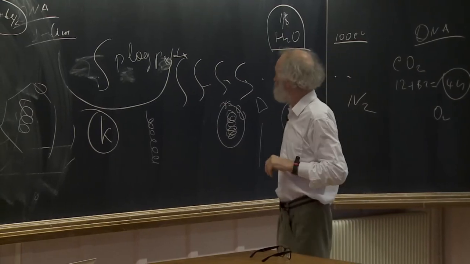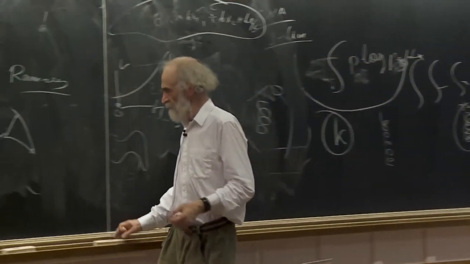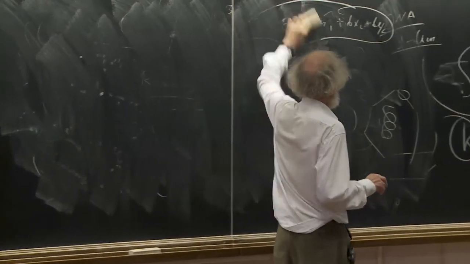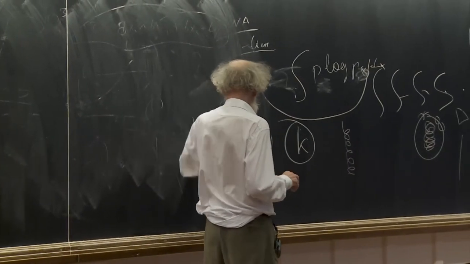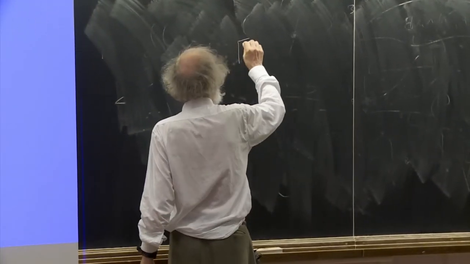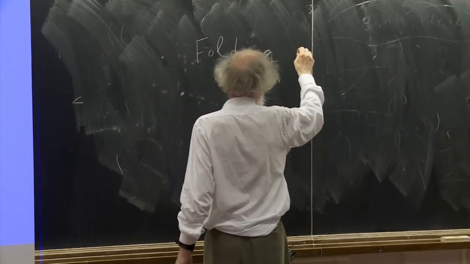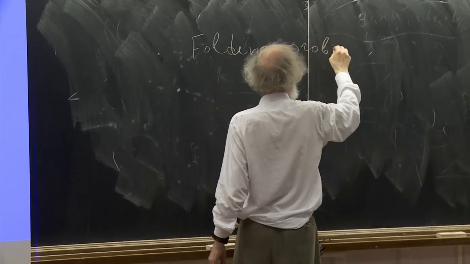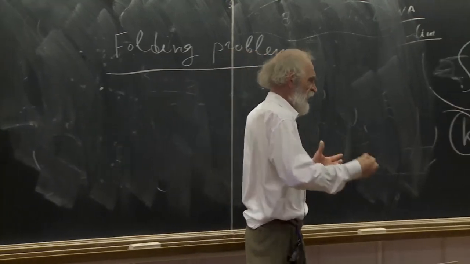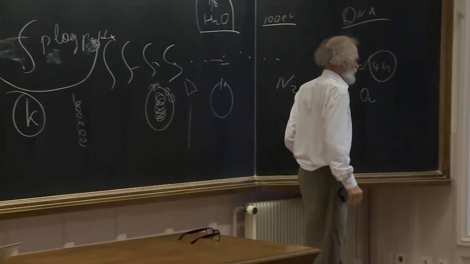Okay, but now I want to come to proteins. And proteins are, of course, a famous problem. Why? Because of this famous folding problem. But I want to say this again, it's a technical problem, and it can be precisely formulated, and people love it exactly because it is precisely formulated, but that is exactly what makes it probably the wrong problem.